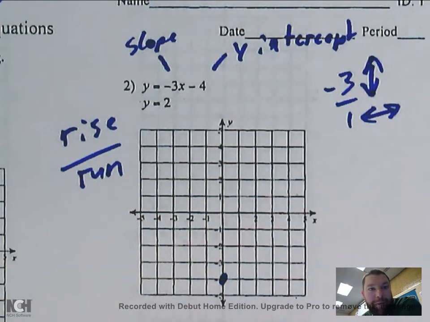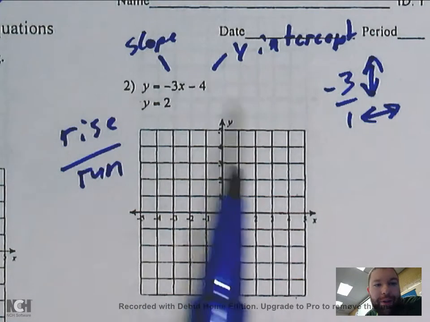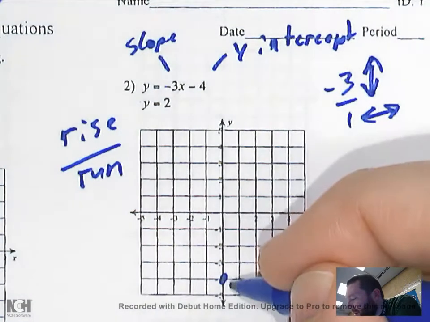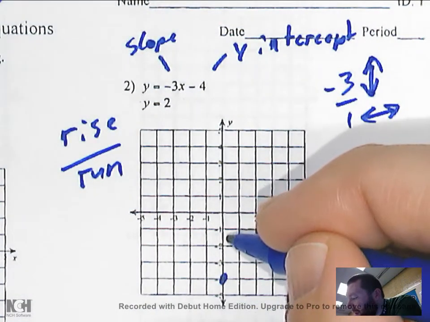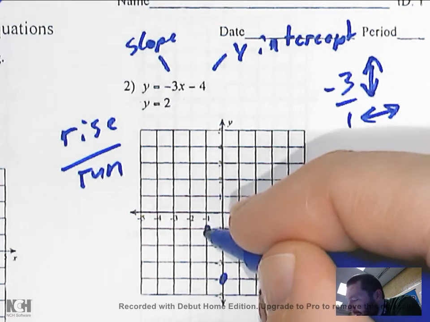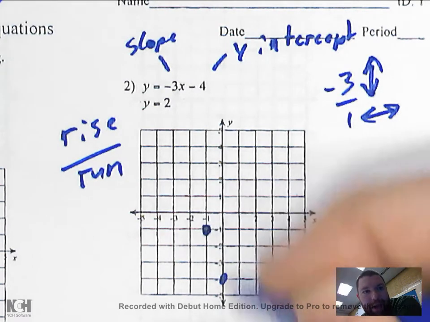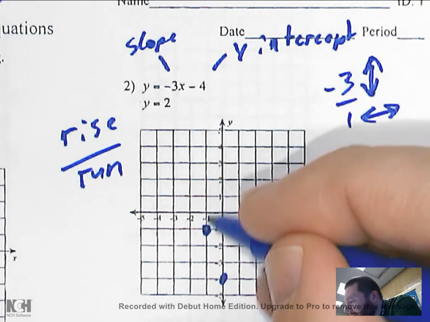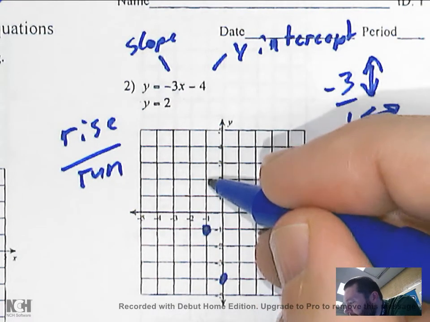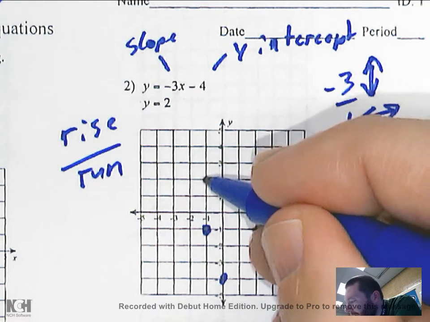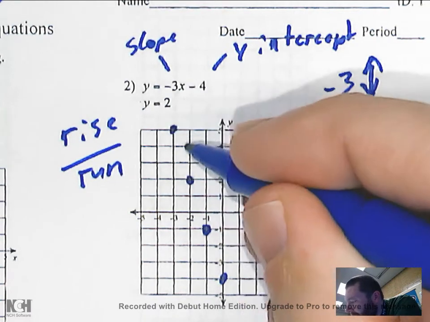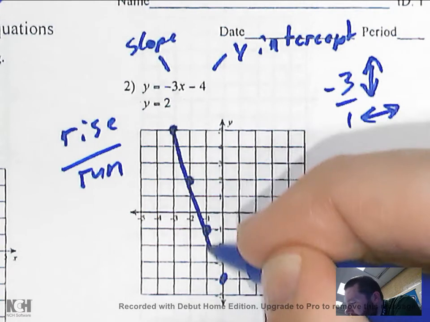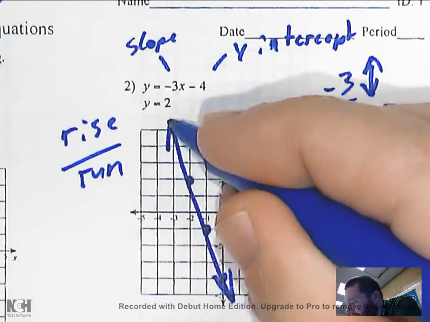That's off my graph, so then I have to go back the other direction, right? If I go up 3, that means I have to go left 1. And it should form a negative slope, because it's a negative line, so it should be going downhill from left to right. You can do that a few times: up 3 over 1, up 3 over 1. And you end up with a line that looks something like that.